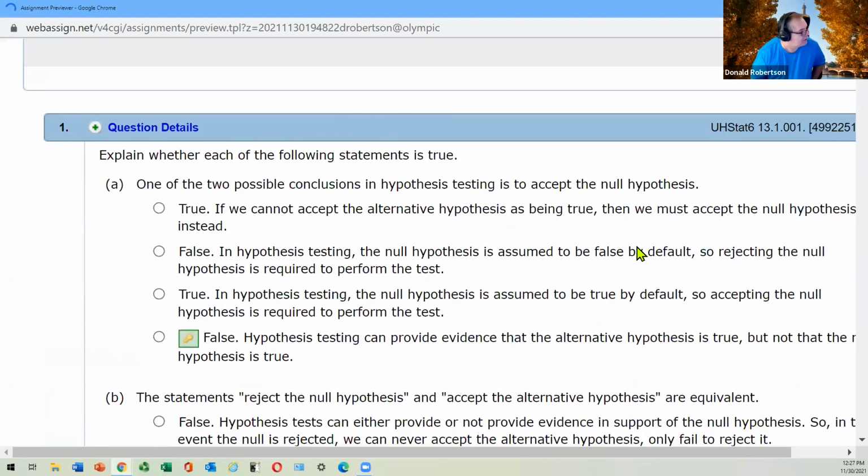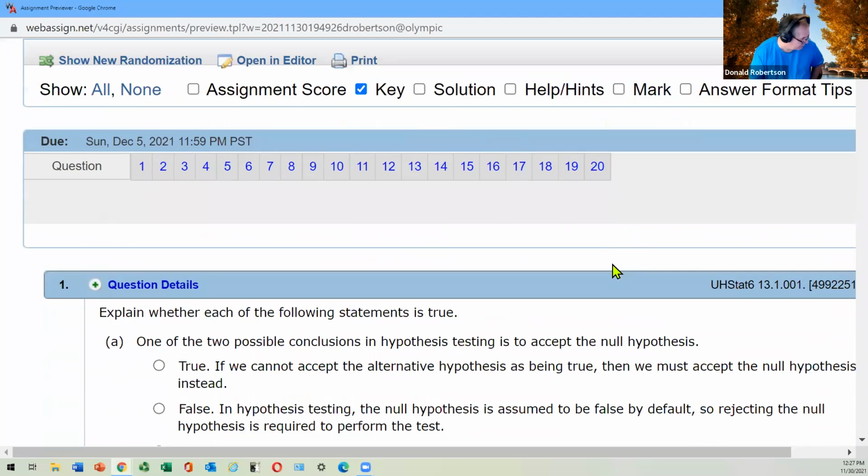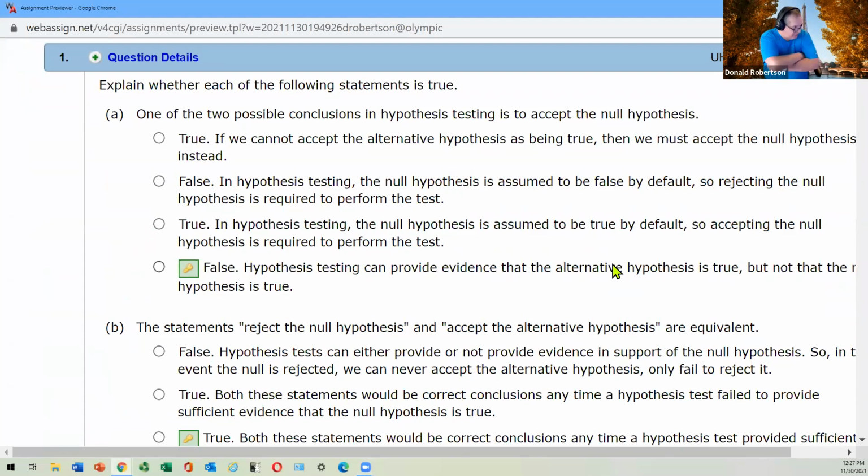Okay, I got the questions set up here. Let's have a little look at these early ones. These are the, pick the right answer. Might as well just do these together. You know that you could eventually guess them.